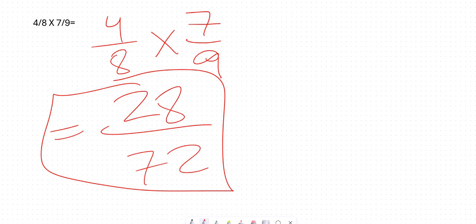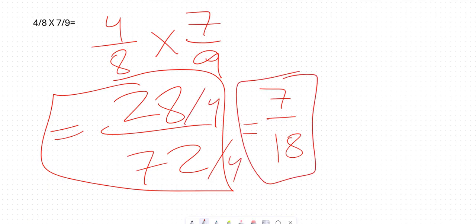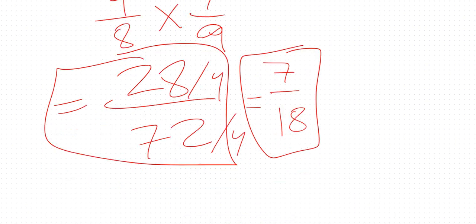So let's see. 28 is divisible by 4. Okay, so that is 7. And let's see, 72 is divisible by 4. As we already know, it is. So 7 divided by 18. That is our final answer. As we can see, 7 and 18 don't go any further down. So that is our final answer.